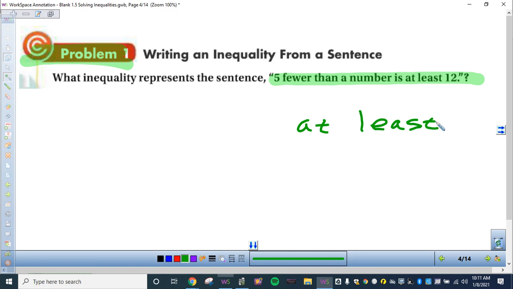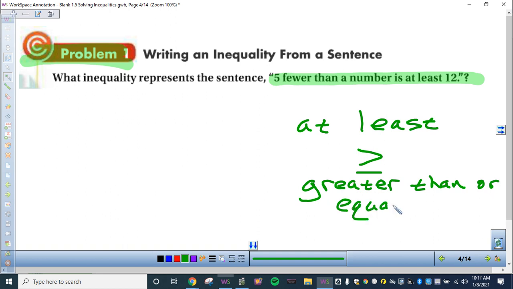So at least, if I'm at least 16 years old, and the bulk of you guys are 16, that means I am 16 or greater, right? If I'm at least 16. So at least means greater than or equal to. So if you get confused, what is that? Is that a greater or less than? Write the words down too. So it's greater than or equal to. You don't have to write that. If you know that's a greater than or equal to, don't write the words.